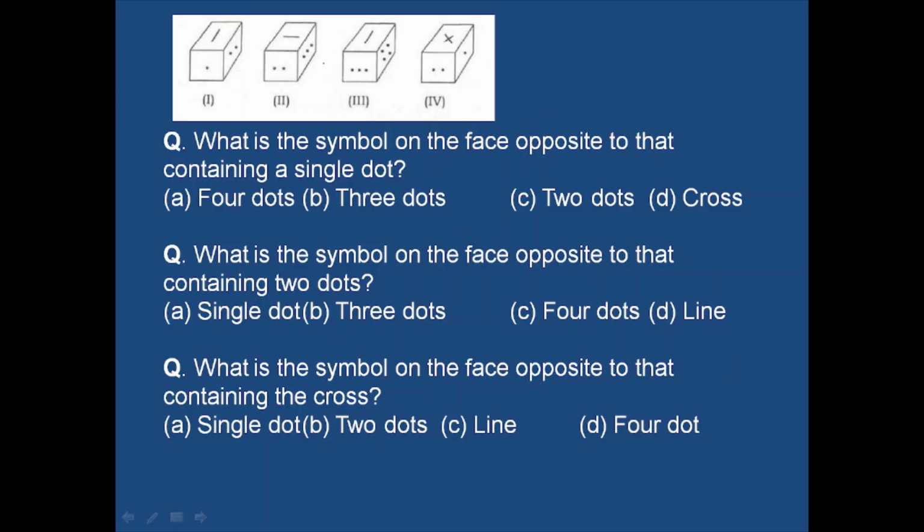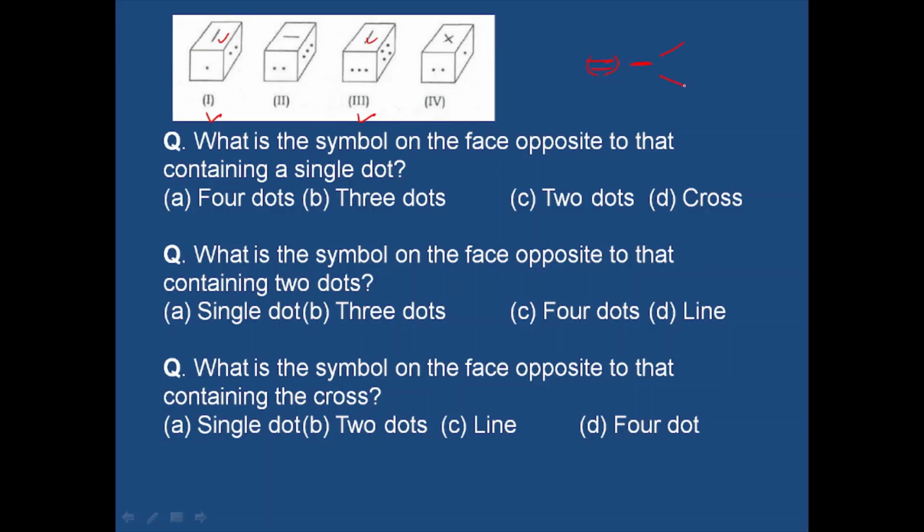So there are 6 surfaces, and each surface consists of different dots or symbols. So we have to select out of 4 positions of the same dice only 2 positions which have only one face common. So if we take first, and along with first, we can take third, because in first and third only one surface is common, this surface. So we can conclude that this is the common surface, noted by a single line.